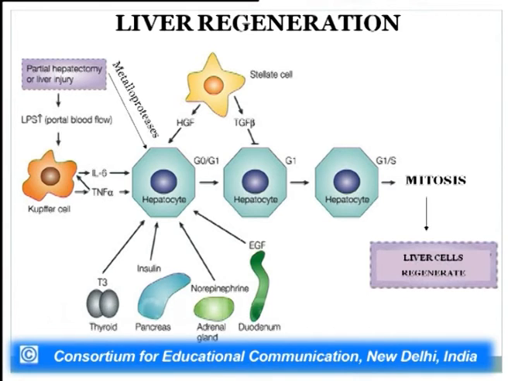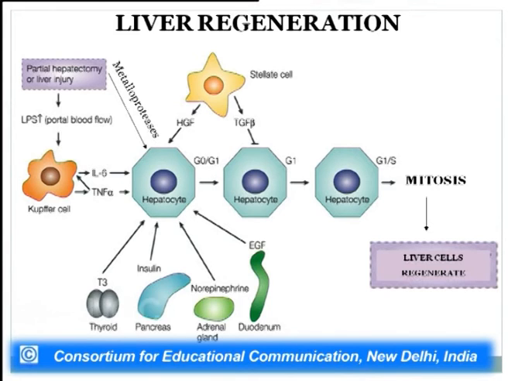Apart from the proteins, hormones, or cytokines released by the injured organ, there are other hormones or molecules which also play a role. For example, the thyroid will release T3, the pancreas will release insulin, the adrenal gland releases norepinephrine, and the duodenum releases epidermal growth factor, EGF. All these influence the injured hepatocyte to enter the G1/S phase, and these hepatocytes will undergo mitosis and cause the liver cells to regenerate.